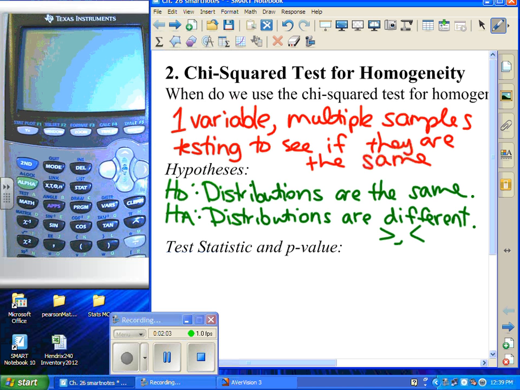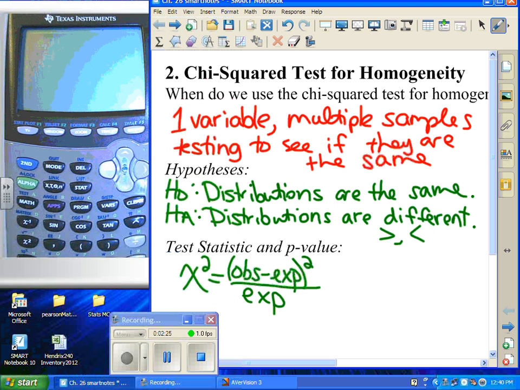The test statistic is still chi-squared, and you still calculate it the same way. If you want to calculate by hand, it's the observed value minus the expected value, squared, divided by the expected.